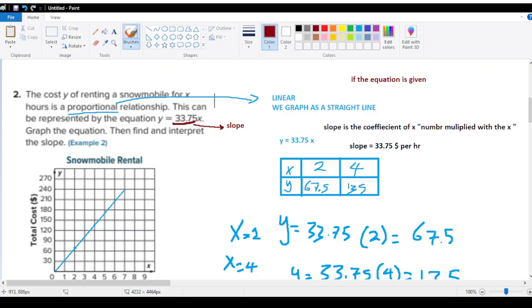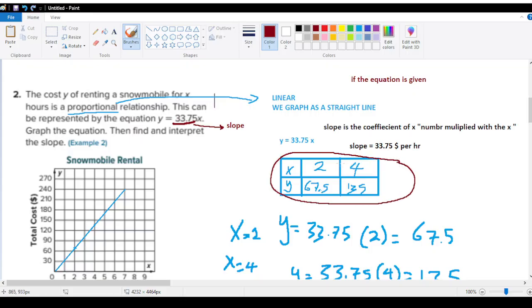Okay? We will just do a table and pick any two values for x. We take the 2 points, connect them, and that's it. The answer came out the same. We did the table in order to graph it. Look, the question here needs two things from us. The first thing is to graph the equation. How do we graph it? We use the table.